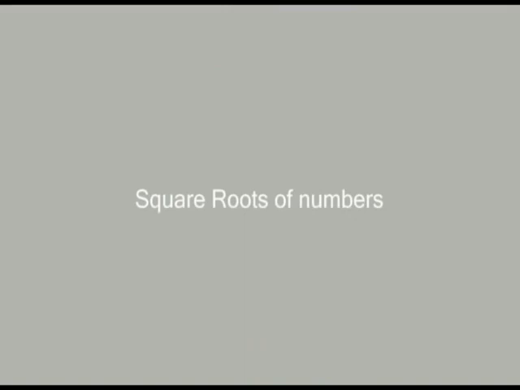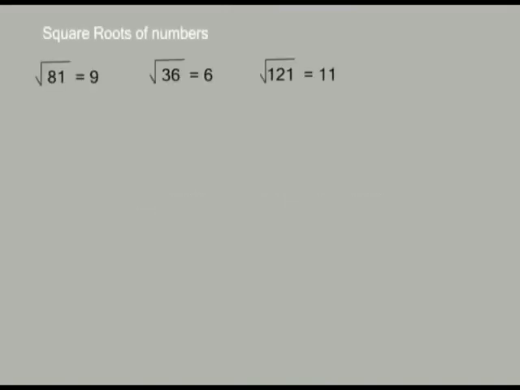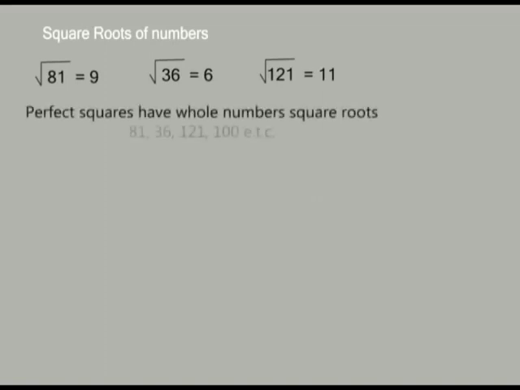Next, we look at square roots. Again, the square roots of certain numbers are often at our fingertips, like the square root of 81 is 9, square root of 36 is 6, and that of 121 is 11, and so on. Numbers whose square roots are whole numbers are called perfect squares, like 81, 36, 121, 100, and so on. Majority of numbers, however, are non-perfect, but that does not mean they don't have square roots. Decimal numbers too have square roots. Mathematical tables of square roots help us find these square roots.